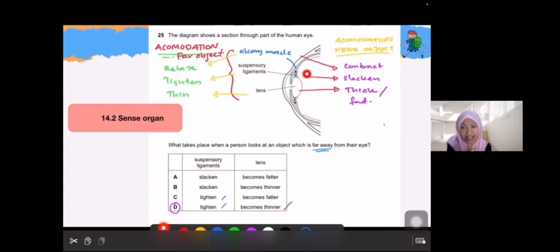Kenapa lens kena thin? Sebab kita nak tengok far object. Objek jauh, cahaya dia masuk dalam mata kita jauh ni, travel. Takkanlah kita nak perlahankan lagi dia punya laju cahaya yang masuk kan? Kena bagi dia kurang sikit rintangan kat dalam lens. So lens kena jadi nipis. So dah faham dah benda ni.